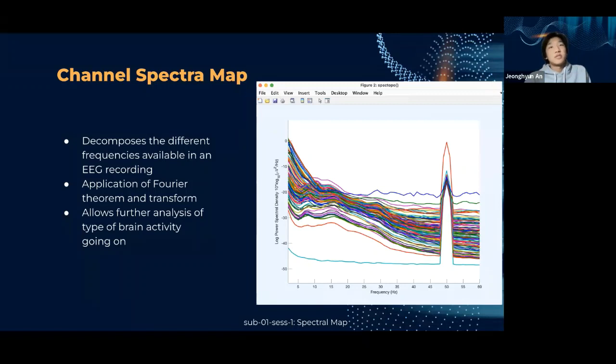And therefore, that means that there will be a mix of multiple signals, either from the brain or from the environment. So the brain gives off different types of signals, so different types of waves with different frequencies, such as alpha, beta, delta, theta. And these all have different frequencies, but on the EEG recording, they're all added together.